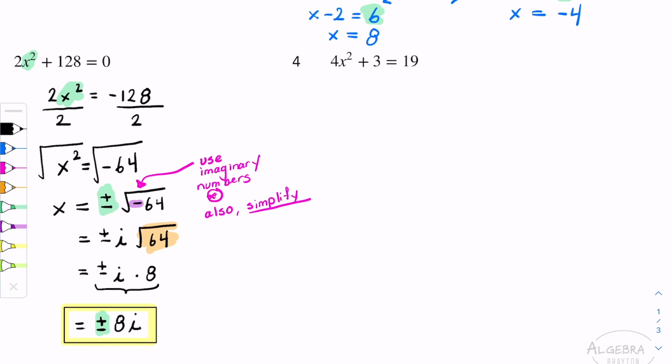Number 4, subtract 3 from both sides. So we have 4x squared is equal to 16. Divide both sides by 4. And we now have the isolated expression of x squared is equal to 4, where you can take the square root of both sides, and your answer is x equals plus or minus 2.